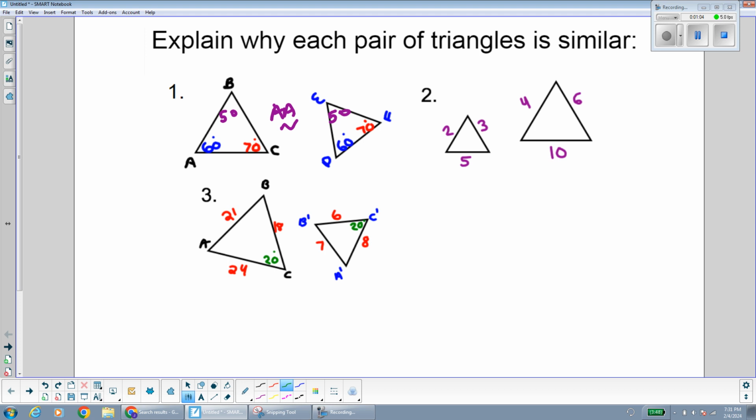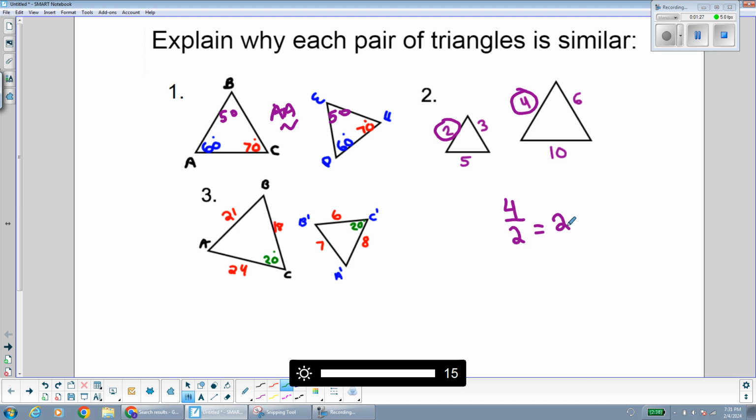In the second pair of triangles, if we take a look, we can see that to get from the small triangle to the big triangle, each pair of sides is multiplied by 2. And if we wanted to see what that scale factor is, we could take a side from the big triangle and divide by the corresponding side from the small triangle to see that the scale factor is 2. The scale factor is the same for all three pairs of corresponding sides, so we can say that these two triangles are similar by SSS.